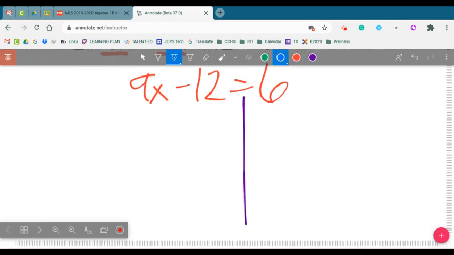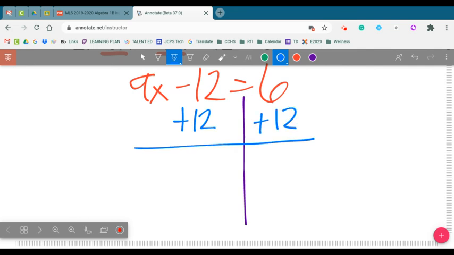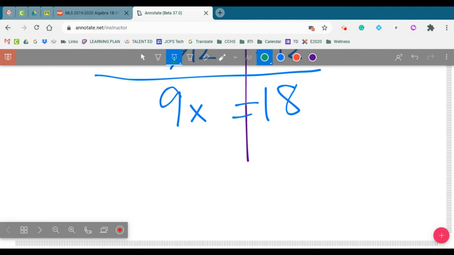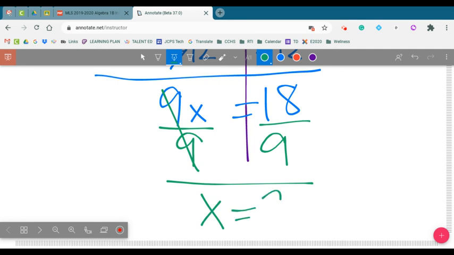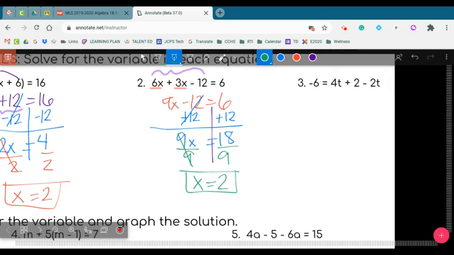Now we solve it. We got to add 12 to both sides because we want to undo our addition or subtraction first. We're left with 9x equals 18. And then to get x by itself, we have to divide. 9 divided by 9 will be 1. 18 divided by 9 is going to give you 2.